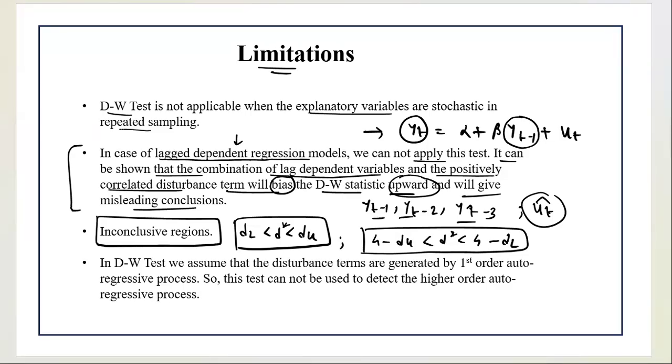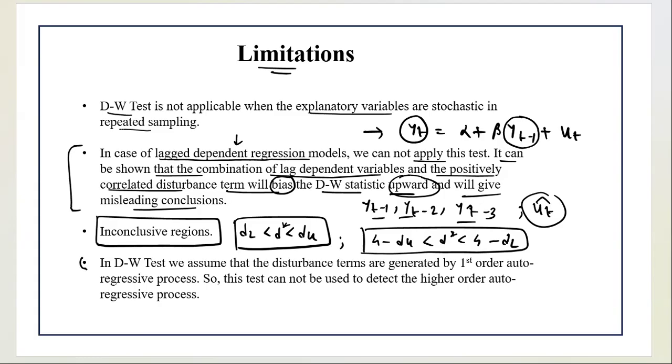If an inconclusive region is present in your model, what you can do is use some alternative test. For example, the Breusch-Godfrey test is basically used for higher order autocorrelations, or you can use the Ljung-Box test also, right? These are the two alternative tests that you can use for higher order autocorrelations: the Ljung-Box test or the Breusch-Godfrey test, right?